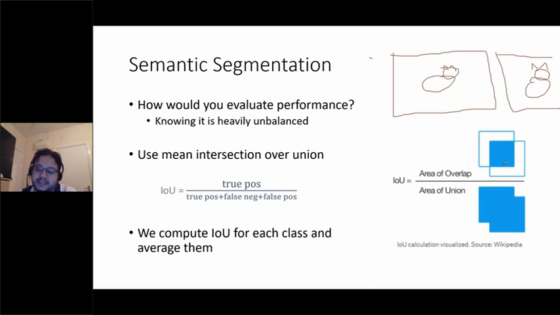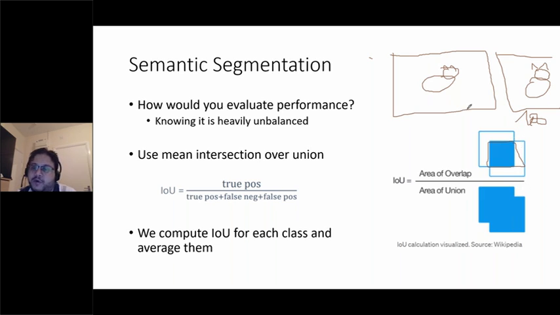So we get a percentage. This is the intersection divided by the total size, divided by this. If they are exactly the same, we get 100%. If not, then we get a lower score.